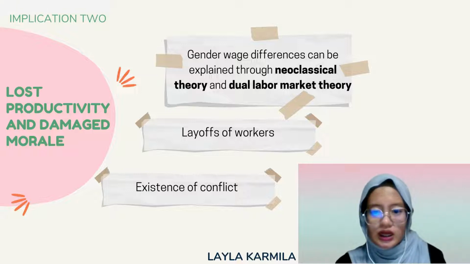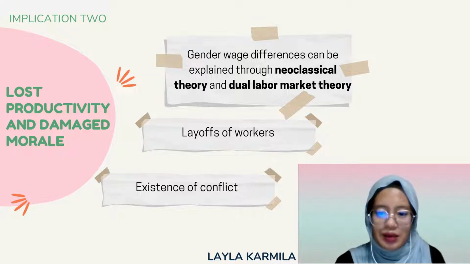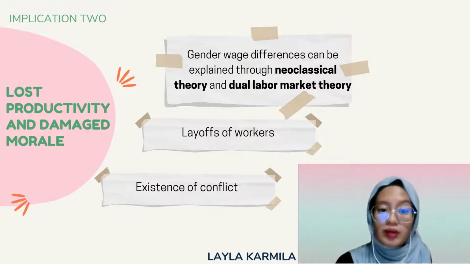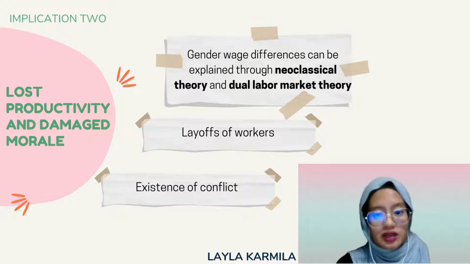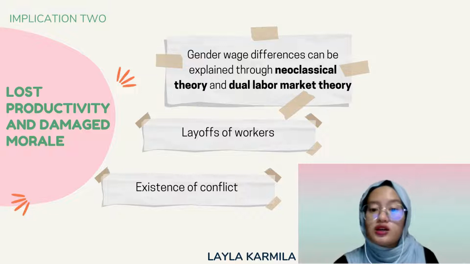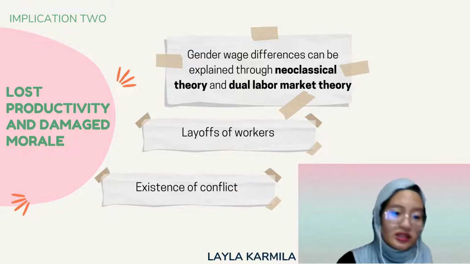So another theory that supports gender wage differences is the dual labor market theory. According to this theory, the labor market can be divided into two categories, namely the primary labor market and the secondary labor market. So the primary labor market is more organized and systematic, but the tendency of women is to be in the secondary labor market category because they have low skills. In addition, low productivity contributes to downsizing, which most often means layoff of the workers.